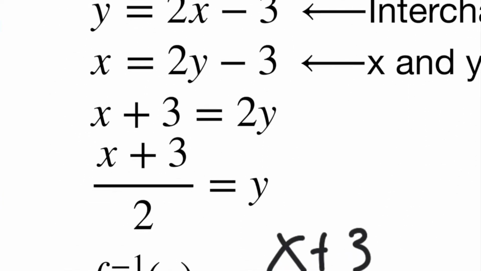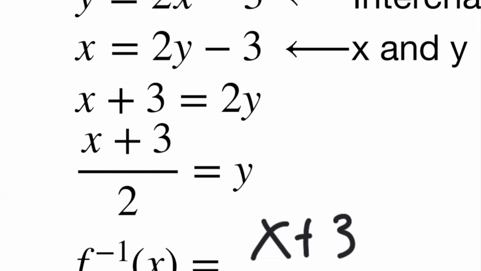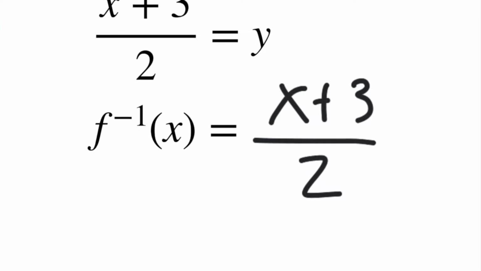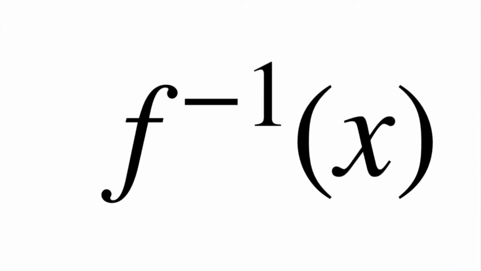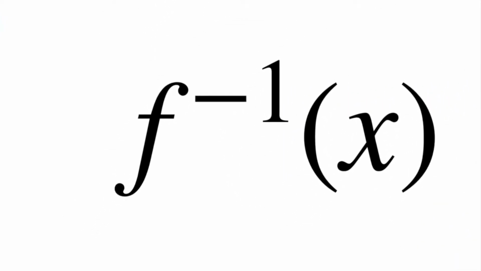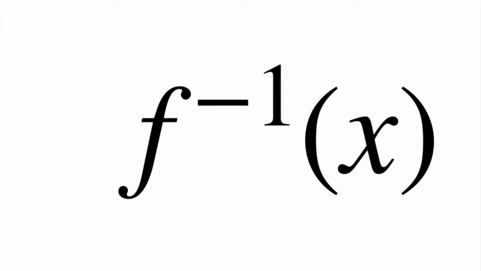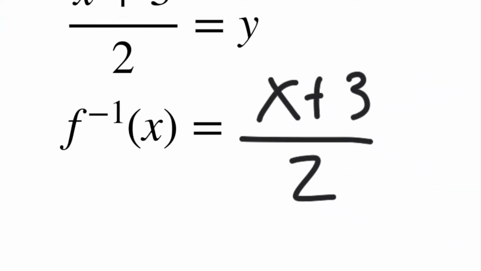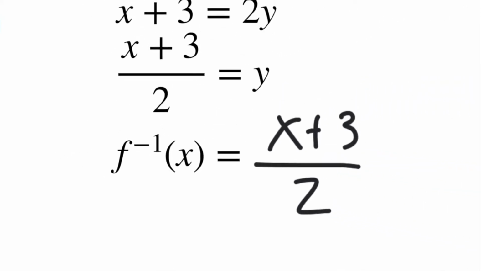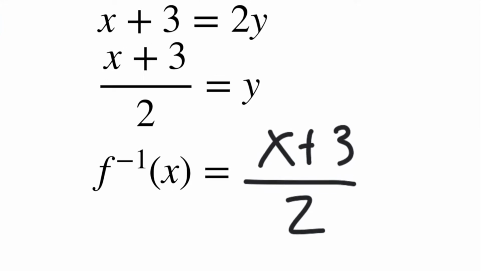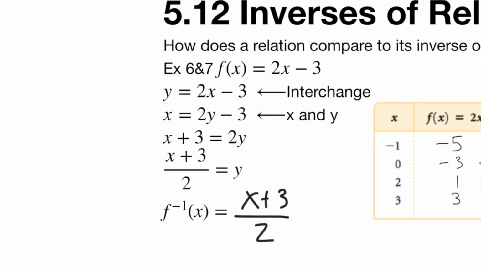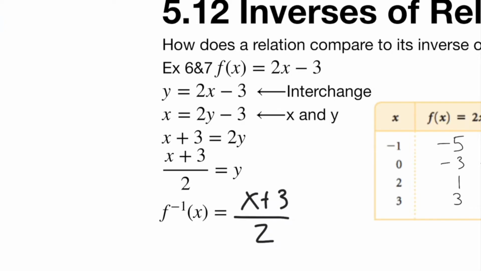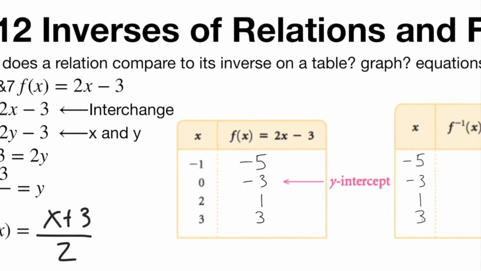Then you can solve for y, and you get y all by itself. And then instead of writing y again, you can write this notation right here. This means the inverse of f. That means we had a function f, and now this is the inverse of it. This is not an exponent, it's function notation. The inverse of f of x is equal to x plus 3 over 2. So that means 2x minus 3 and x plus 3 over 2 are inverses of each other.